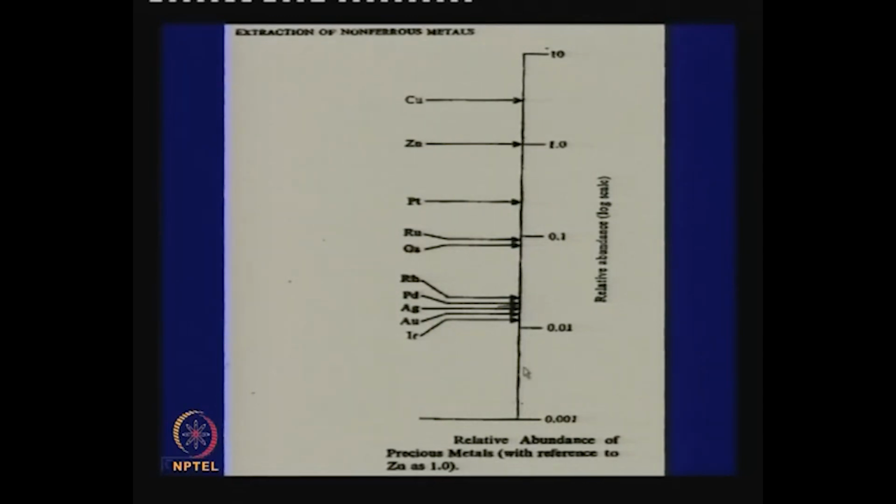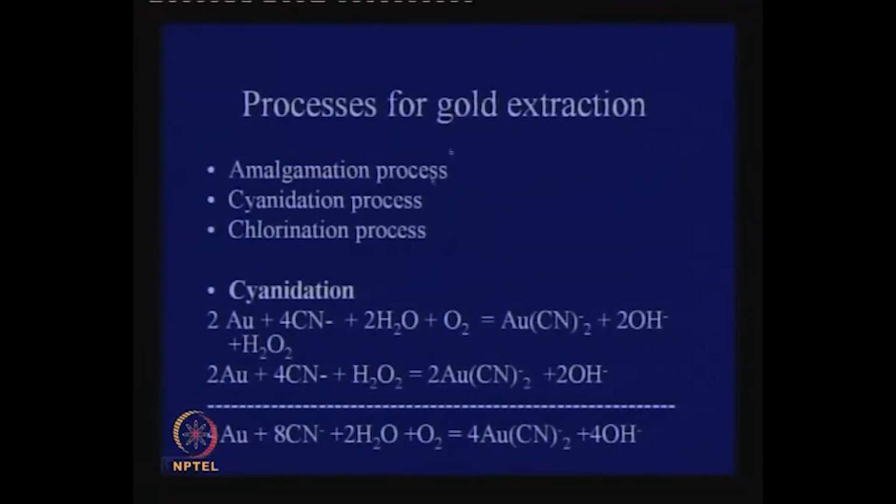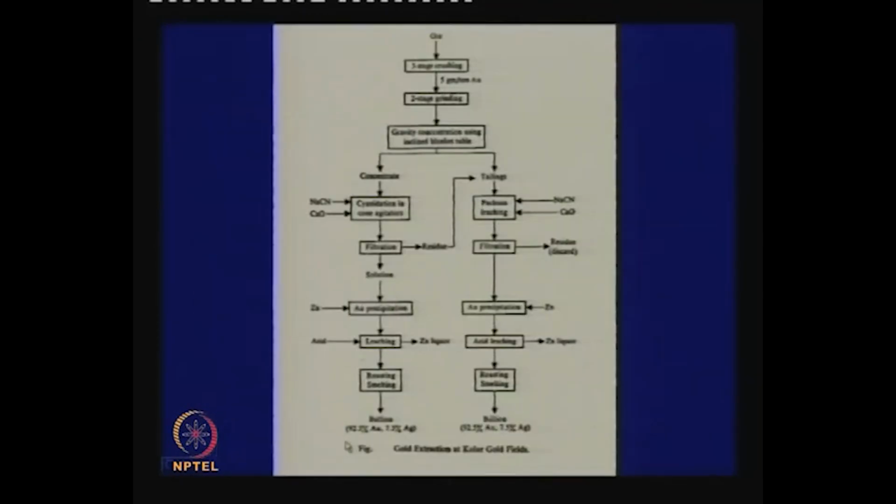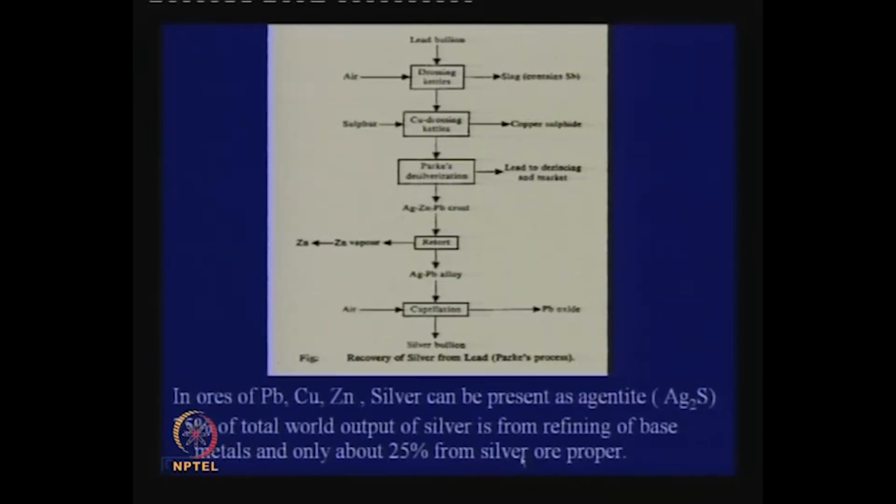I have shown a relative abundance of these precious metals, and I indicated that platinum actually is relatively quite abundant as compared to say gold and silver, yet its price is more. There are many reasons for it, because extracting platinum is not easy. I have talked about the cyanidation of gold earlier, I will not do that again. We are following gold extraction in Kolar gold fields through the cyanidation route.